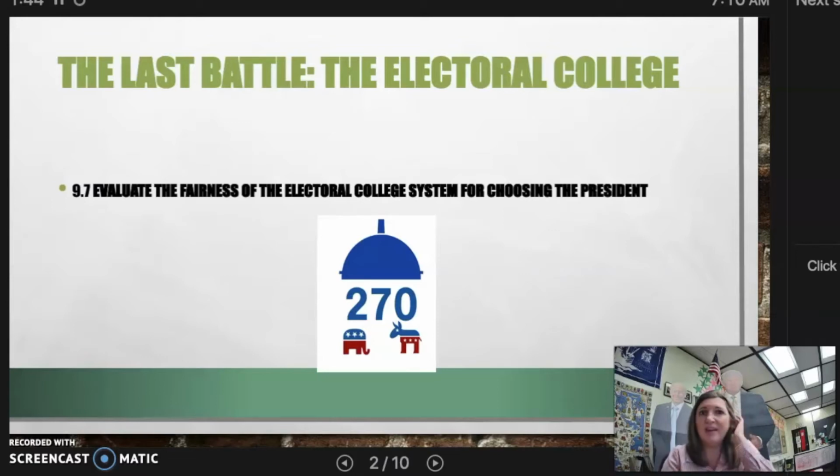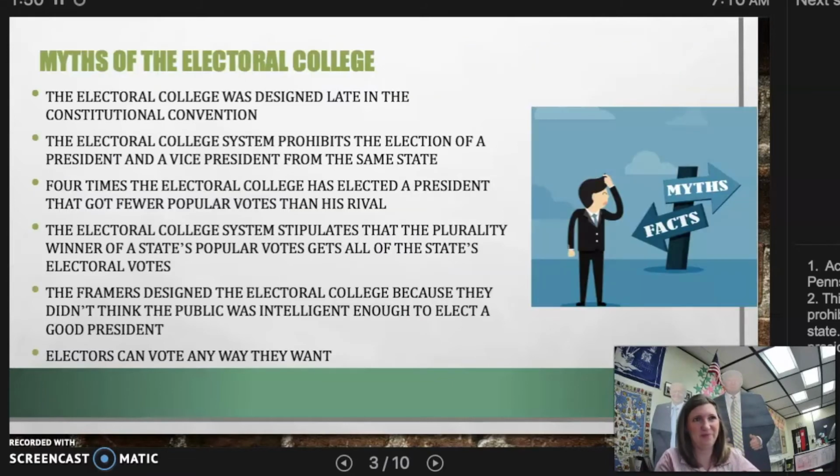that are surrounding us every time there's an election, that we hear being repeated in the media, that just aren't quite true. So, some people say the Electoral College was designed late in the Constitutional Convention, and it was kind of an afterthought. That's not true. It was actually within the first 2 weeks of the Constitution. James Wilson of Pennsylvania actually proposed that there would be some type of election for president by special electors.